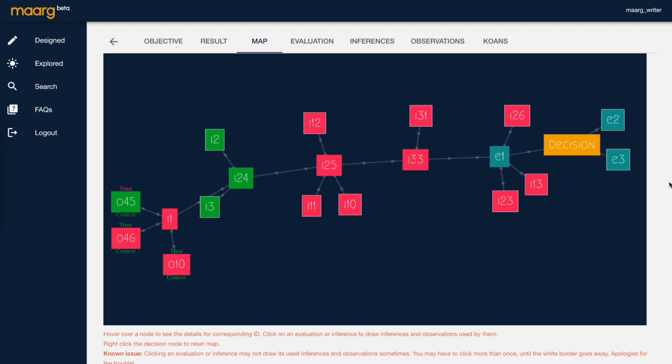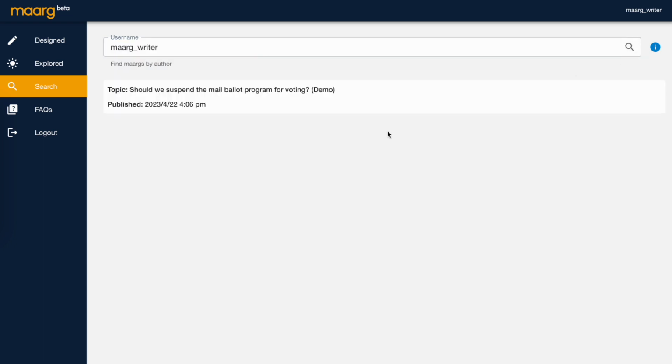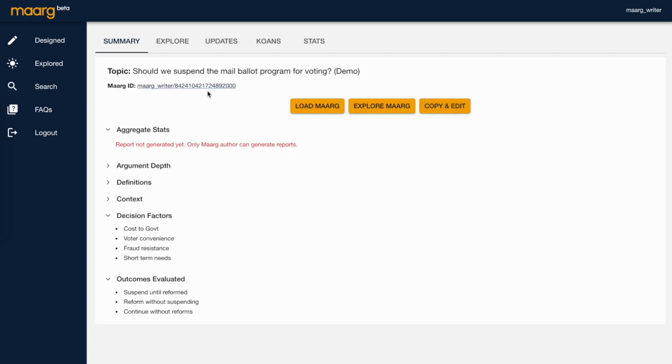In this video, we will discuss how to use the Maarg platform as a reader and then as a writer. To start with, we can search for a username. We see a list of all the marks written by this user. Over here, we see a preview of what has been written. Each mark has some essential components.